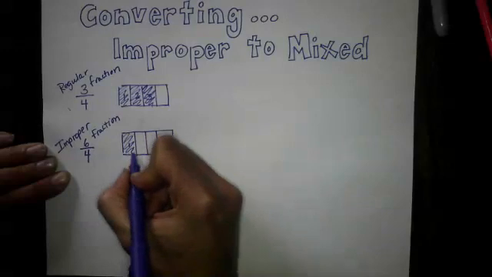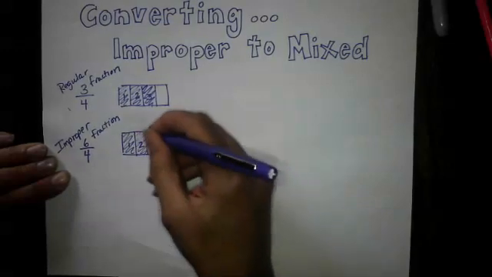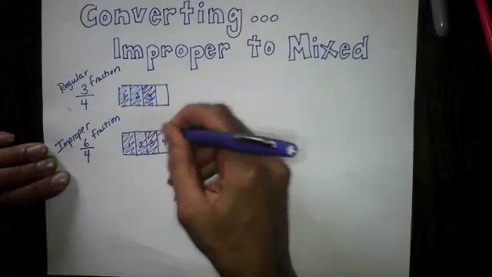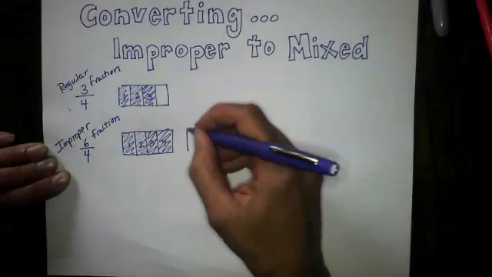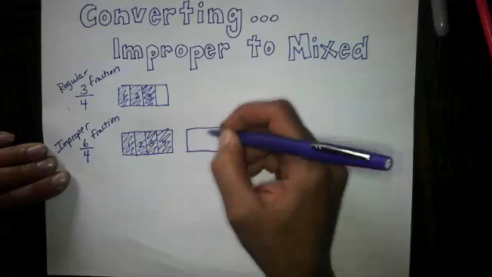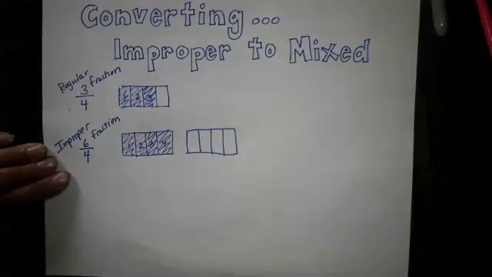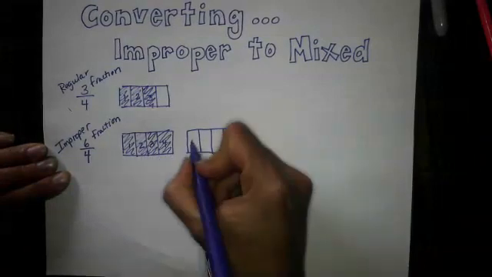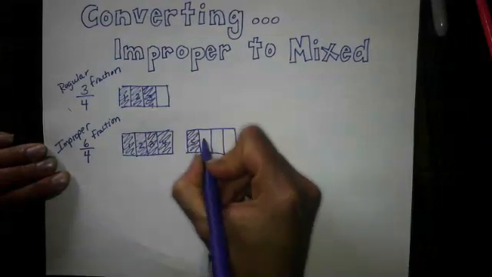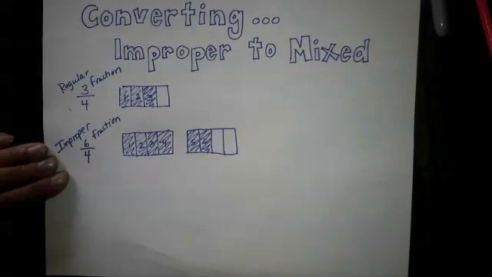1, 2, 3, 4. Uh-oh, I ran out of parts. I'm going to have to draw another whole candy bar. Divide it into 4 pieces because that's our denominator. So I've already taken 1, 2, 3, 4, now 5, and 6 parts. That's how we would draw the improper fraction 6/4.